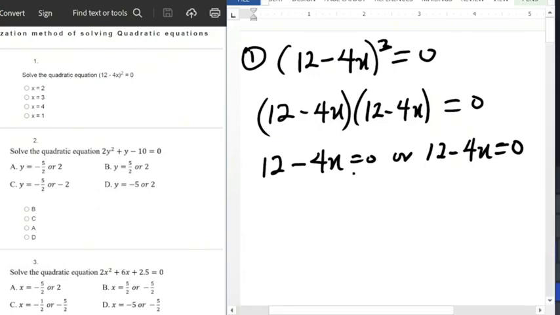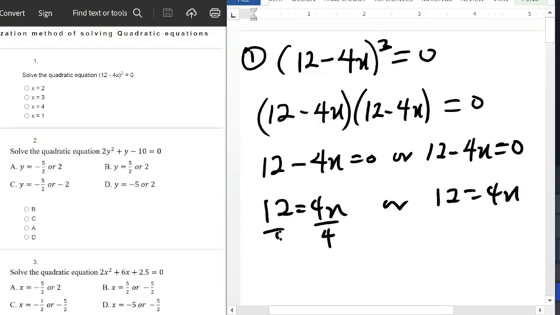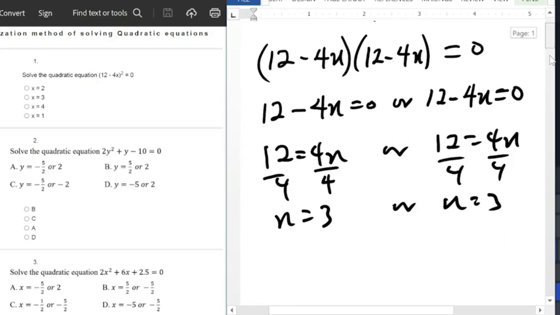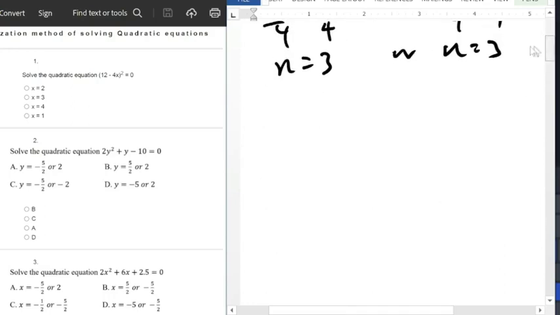So what we're going to have here is 12. We collect like terms, so that'll be 12 equals 4x. Divide both sides by 4. Therefore, x is equal to 3, and x is equal to 3. So the value of our x here is 3, so 3 twice.